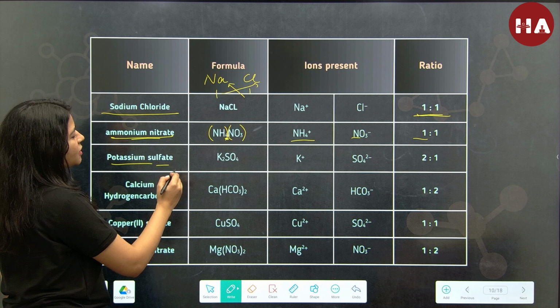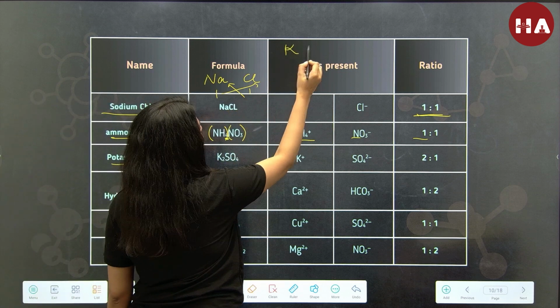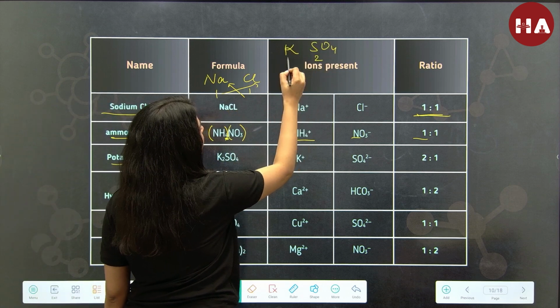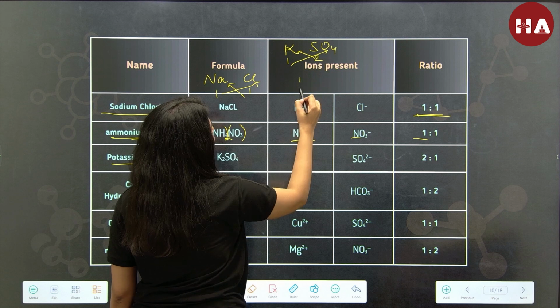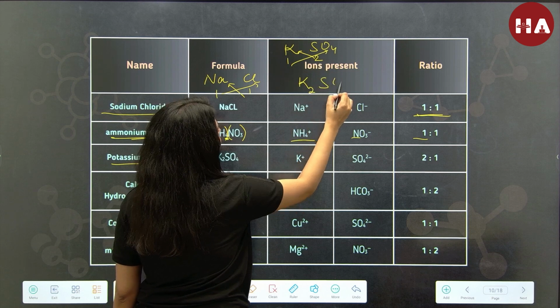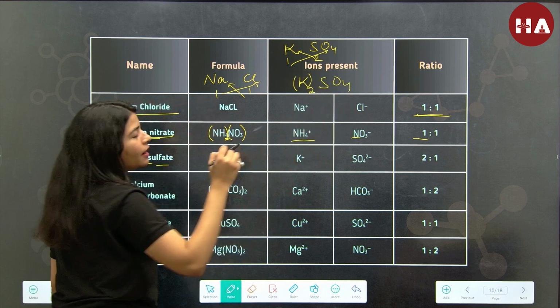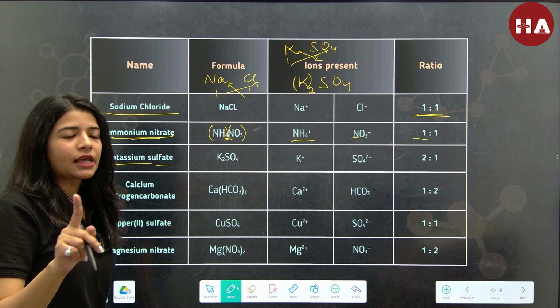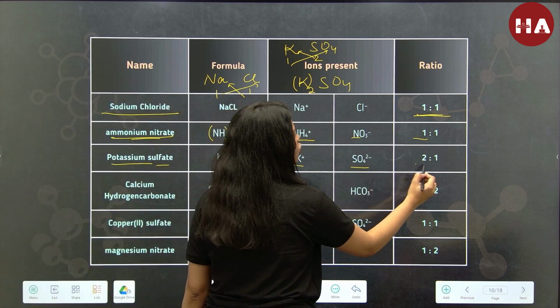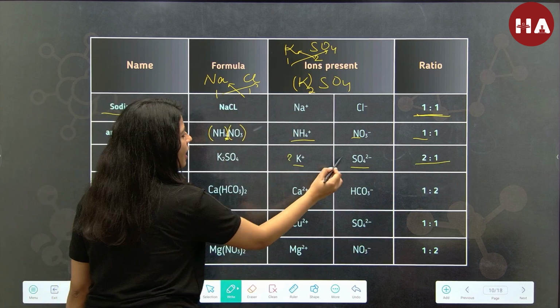Okay, one ammonium and one nitrate combine to form this compound, which is ammonium nitrate. Next is potassium sulfate. Now again, potassium and sulfate. Sulfate valency is 2, potassium is 1. We crisscross this and we will get K2SO4. It means 2 potassium combined with 1 sulfate. Okay, so they are present in 2:1 ratio. Okay, 2 potassium and 1 sulfate.